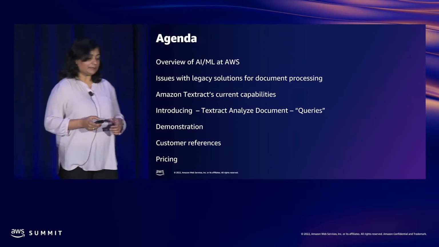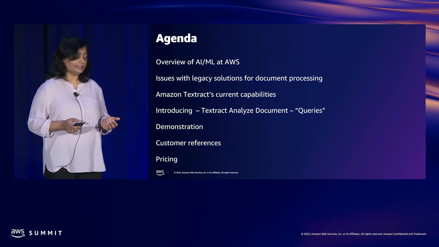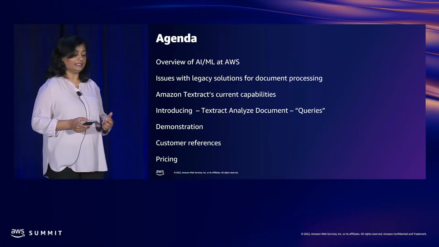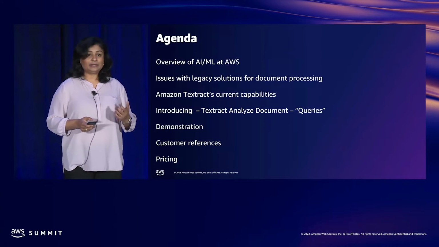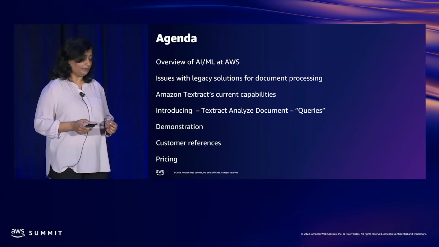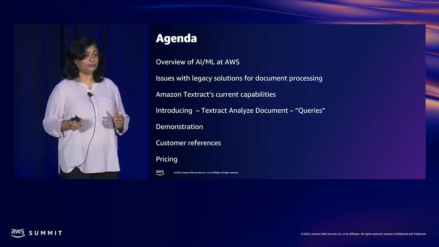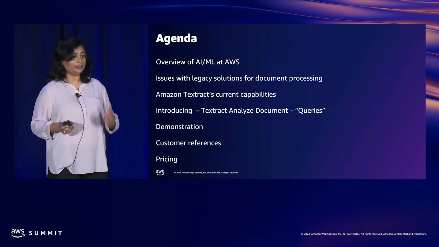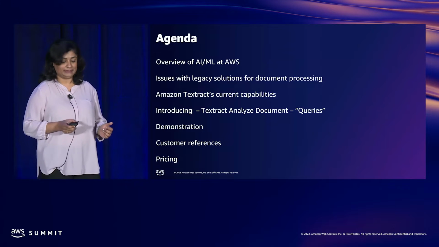From an agenda perspective, we're going to do a quick overview of AI ML at AWS. We'll discuss some of the issues with the legacy solution associated with document processing. And then we'll look at Amazon Textract's current capabilities. And then we'll dive deep into the Textract Analyze document feature, the new feature called Queries. And we'll do a quick demo and customer references and pricing, which you might be interested in.